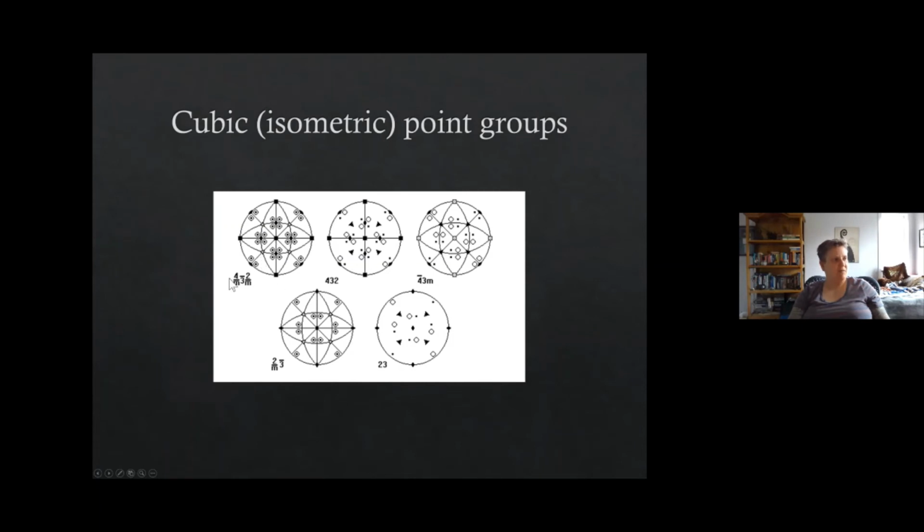As I said, this is 4 over m bar 3 2 over m. That's the highest symmetry, and each of the dots represents where those symmetry elements are. And these are the other ones here. So these stereographic projections, you can take each of these and spread them out a little bit more as well.